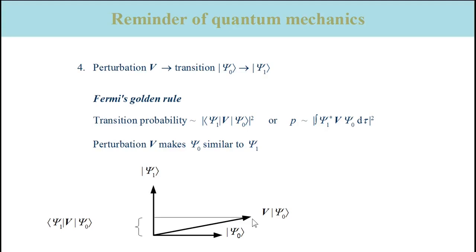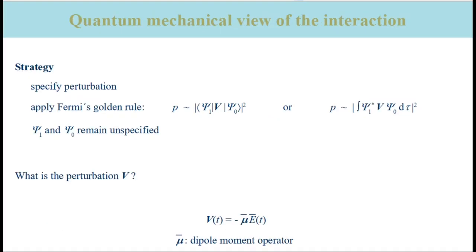We will return to the eigenstates when we discuss the different spectroscopic methods, because the relevant eigenstates are different for different methods. On the other hand, the perturbation operator V will be the same for most methods considered in this course and will be further discussed in the following. So our strategy in the following will be to specify the perturbation operator and to apply Fermi's golden rule, but to leave the state vectors psi 0 and psi 1 unspecified. The state vectors may represent any initial and final state.